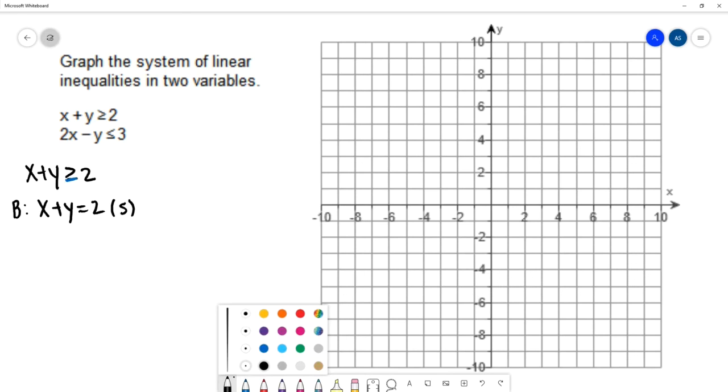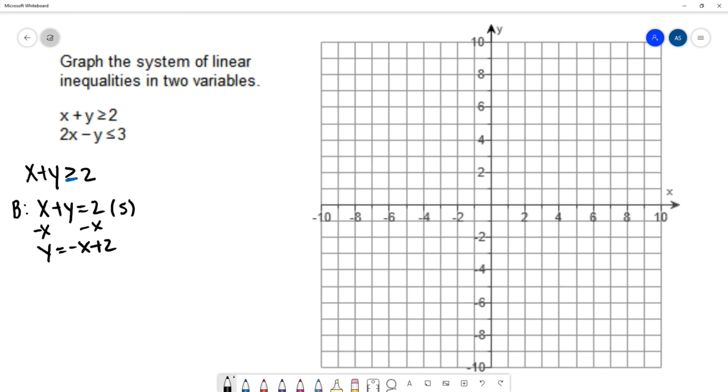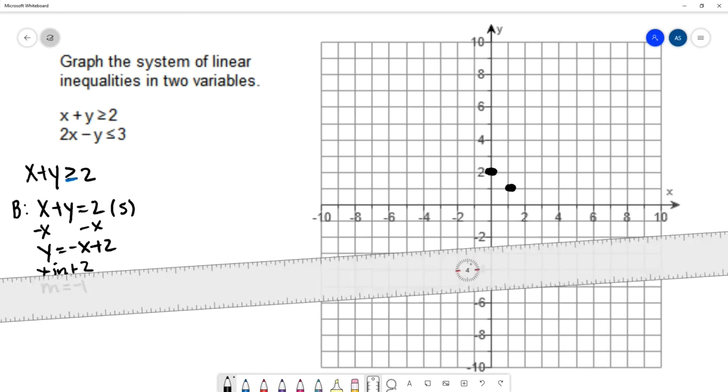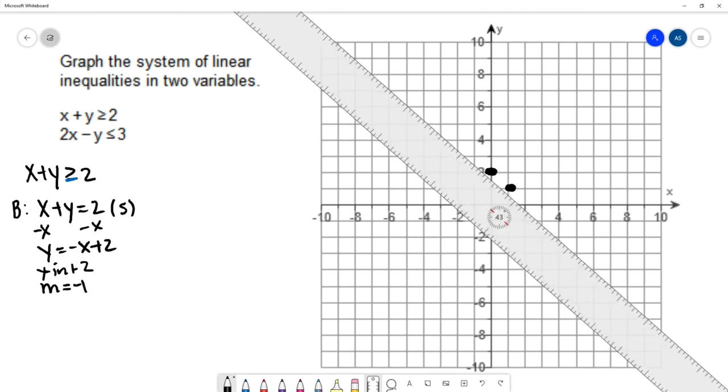So we're going to draw this boundary line using slope-intercept form. So let's solve for y. I'll subtract x on both sides. We get y equals negative x plus 2. So this line has a y-intercept of 2 with a slope of negative 1. So let's plot that y-intercept of 2. If it has a slope of negative 1, we'll go down 1 and over 1. Down 1 and to the right 1, and we're going to connect these points with a solid line.